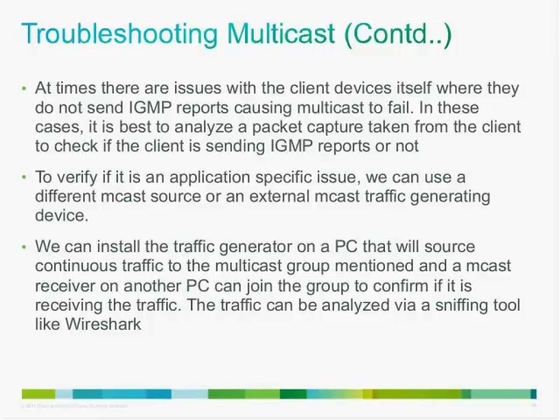Another example could be any kind of multicast generator. We have a lot of options available on the internet. We can have a multicast generator installed on a PC and then mention the group IP to which you want to send the traffic. Then you can have a multicast traffic receiver installed on another PC which will receive all this traffic. And by analyzing the Wireshark captures from the source and the destination, we will know if the multicast traffic is being sent and received correctly.